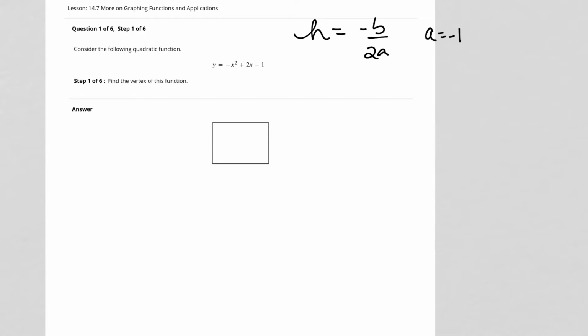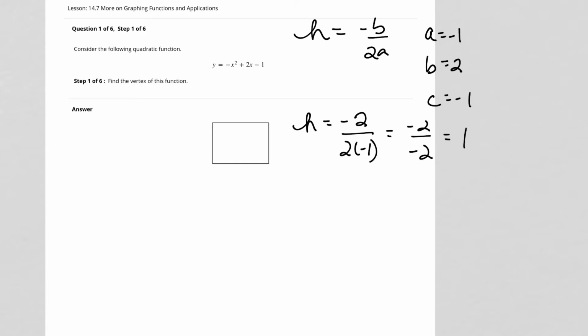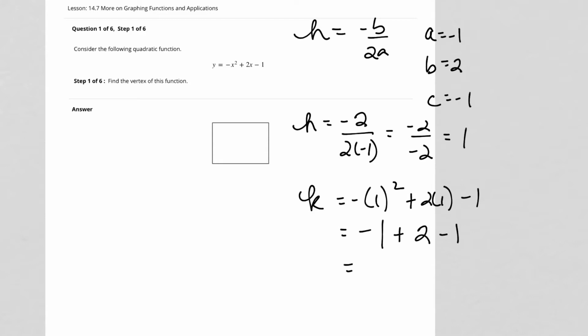In this problem, a is negative 1, b is 2, c is negative 1. h equals opposite of 2 over 2 times negative 1, which is negative 2 over negative 2, which is 1. And to find my k value, I'm going to plug in 1 to the original function. The opposite of 1 squared plus 2 times 1 minus 1. 1 squared is 1, so we have negative 1. 2 times 1 is 2, so plus 2 minus 1. Negative 1 plus 2 minus 1 is 0, so my vertex is (1, 0).